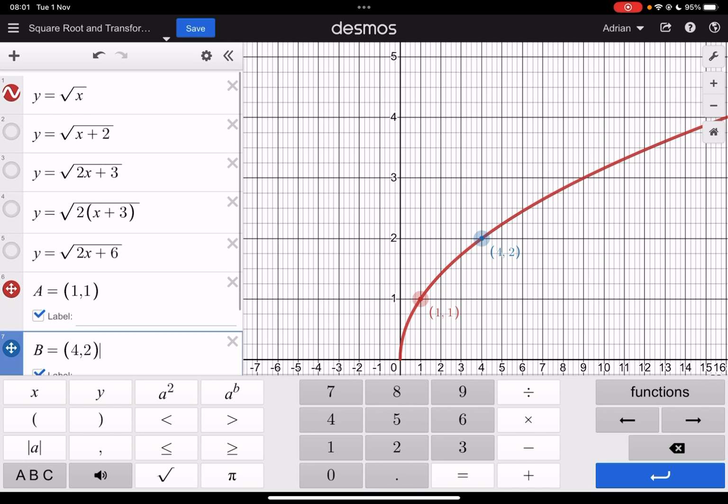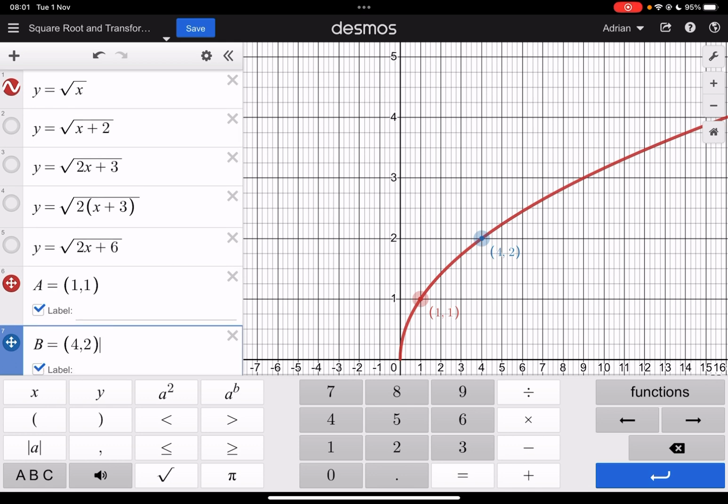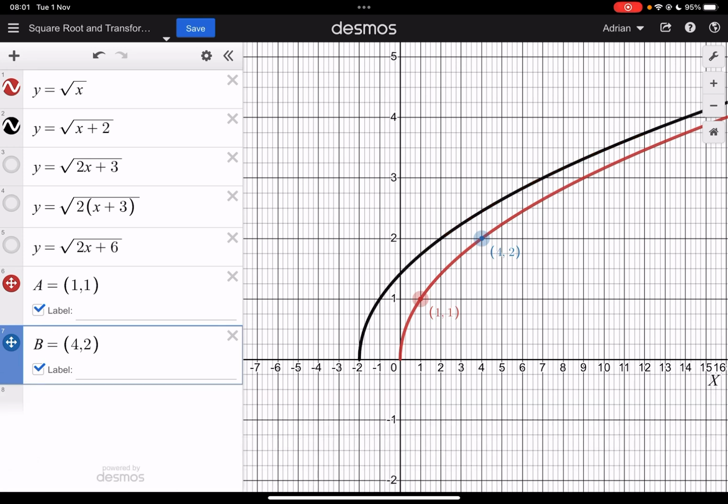The first thing I'm going to do is just show you what happens when we add 2 on horizontally. That means I've just got inside the square root sign, I'm just going to add 2 on. So let's show you the graph of that. So what's happened when I add 2 on inside that x, it's having the opposite effect on the x coordinate. Instead of adding 2, I'm taking away 2. So you can see where the (1, 1) is, it now goes to (-1, 1). And where we've got (4, 2), it's now gone to (2, 2). So we've taken away 2 with that black graph.